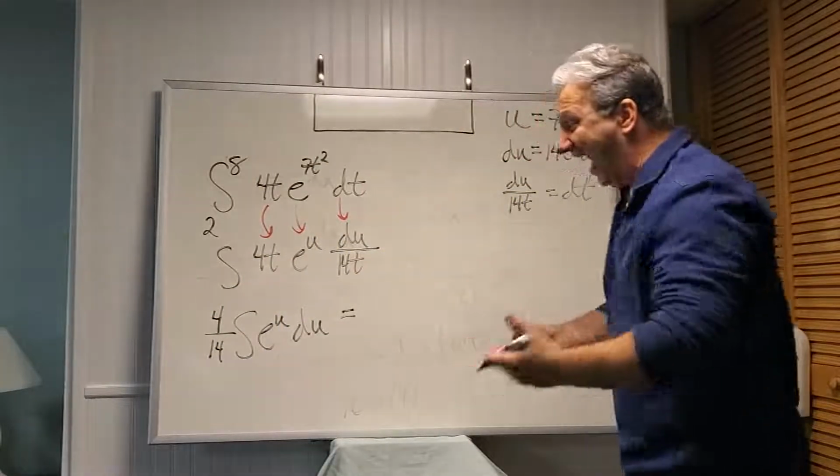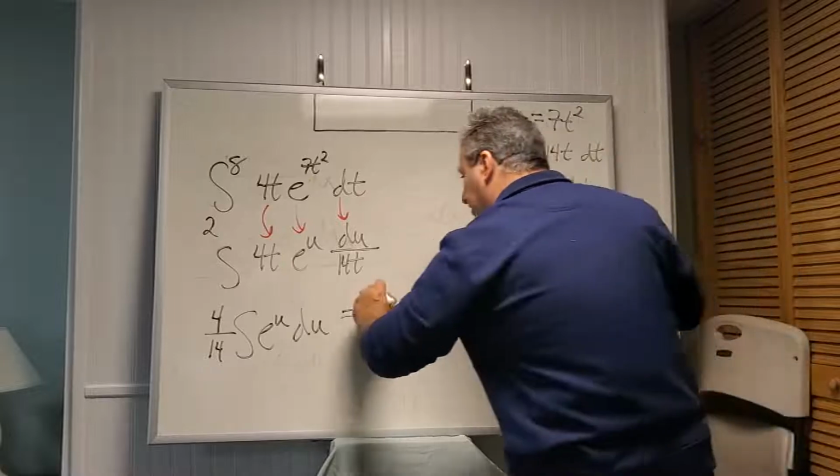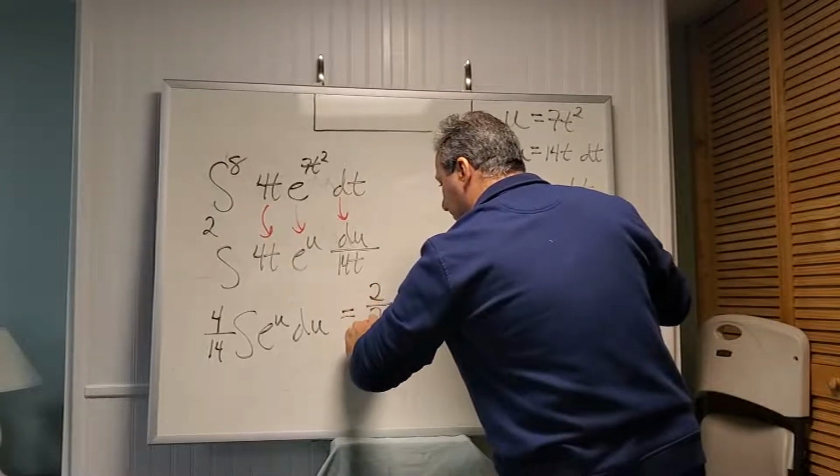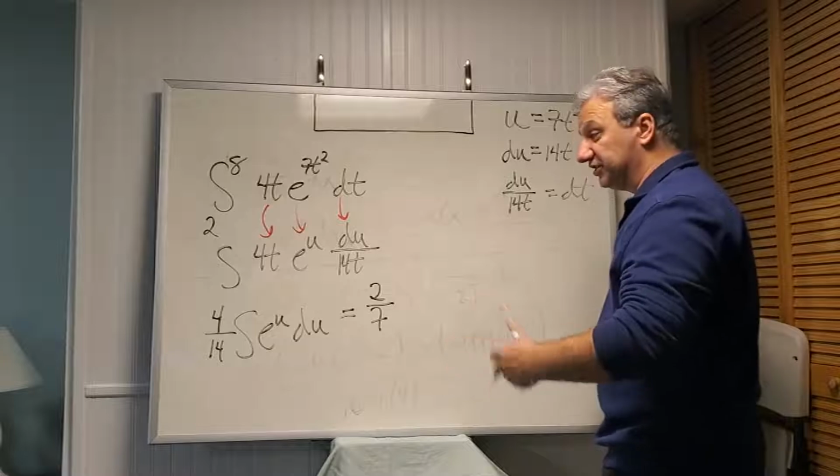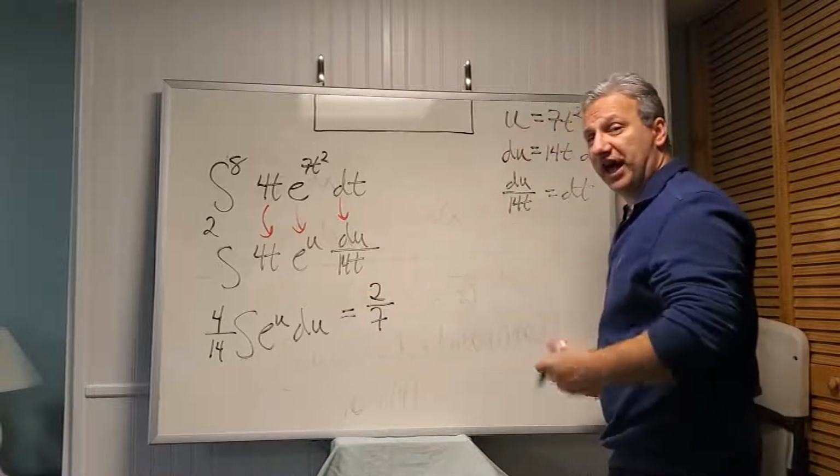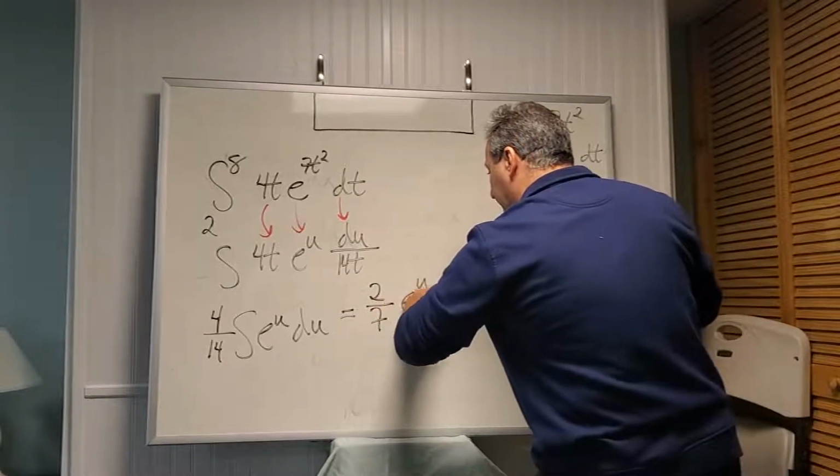But wait a minute. That is just one of those formulas we got to know. And that is 2/7 because, right, reduce the fraction. 4/14 is 2/7. The integral of e^u, you got to know. It's e^u plus c. E to the u plus c.